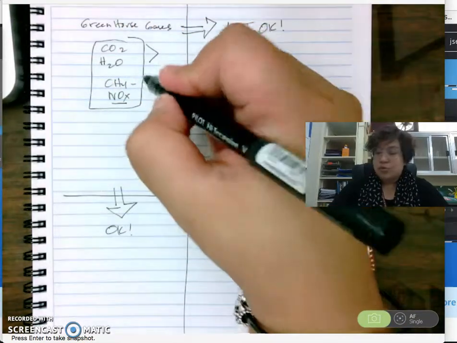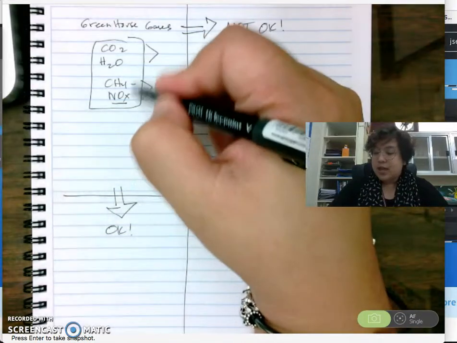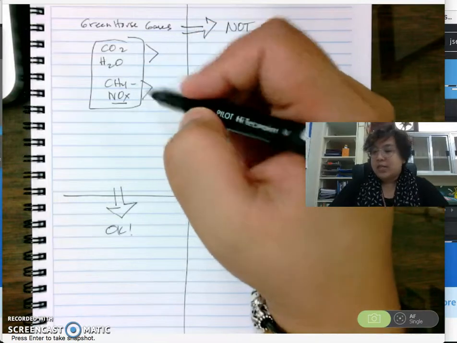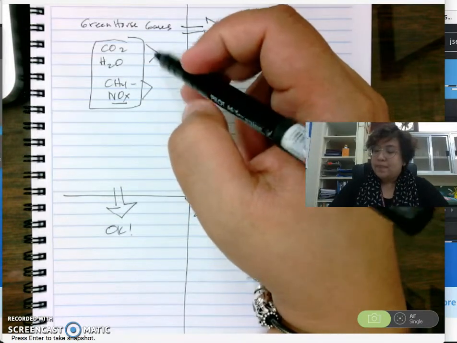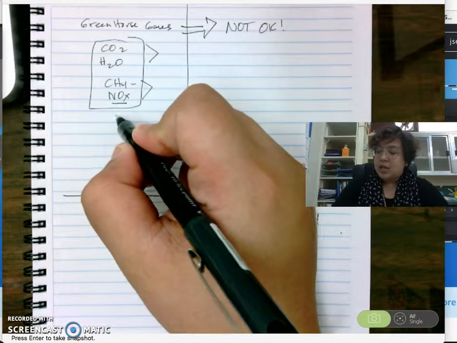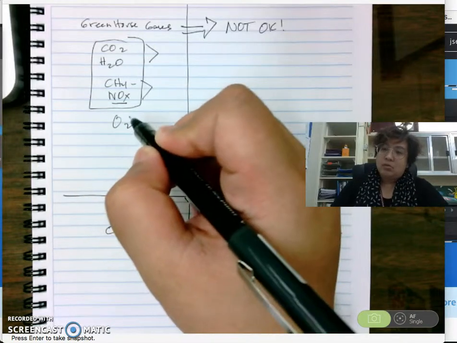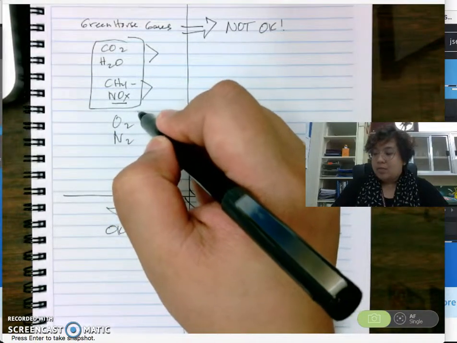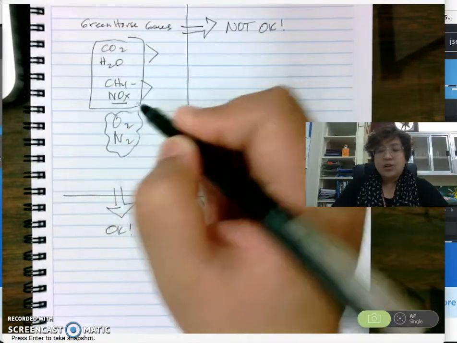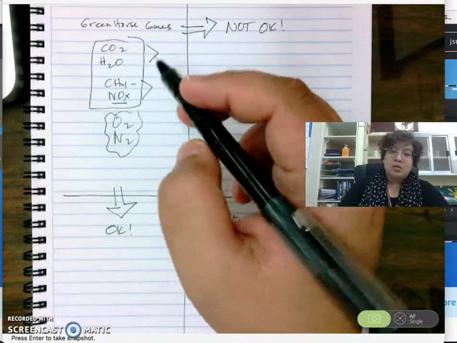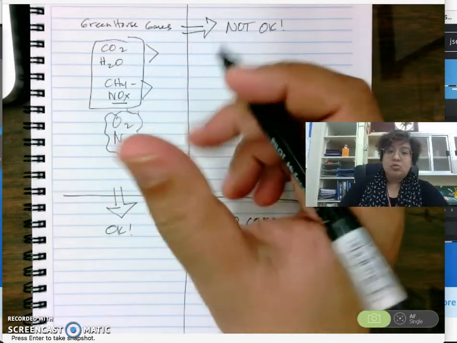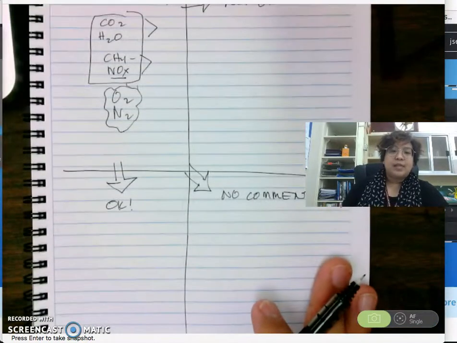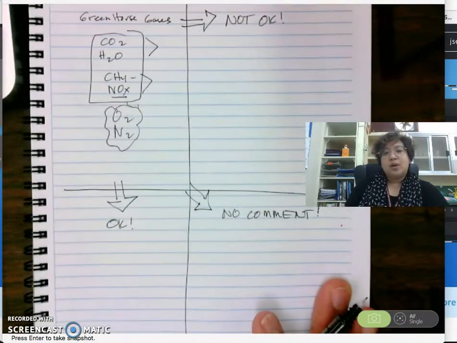The top 2, and these last 2 are present in large amounts, but they don't really stay long in the atmosphere. And let me just mention that oxygen and nitrogen in the atmosphere are not considered greenhouse gases because they are too small to absorb radiation from the sun.